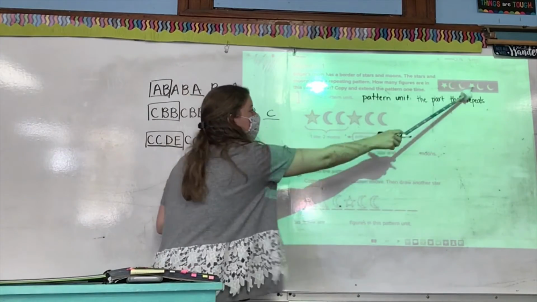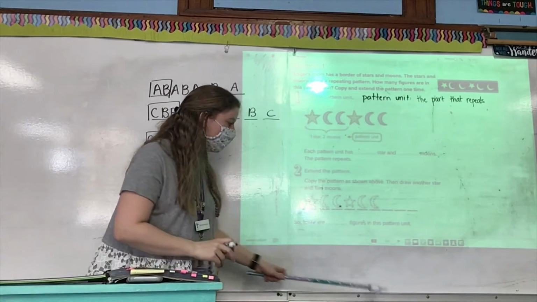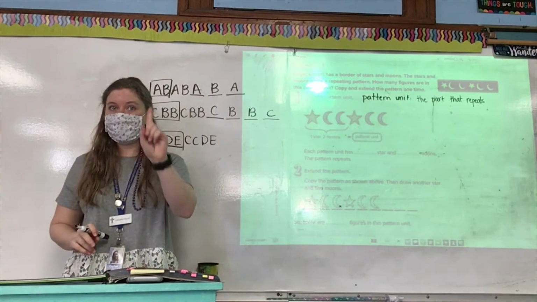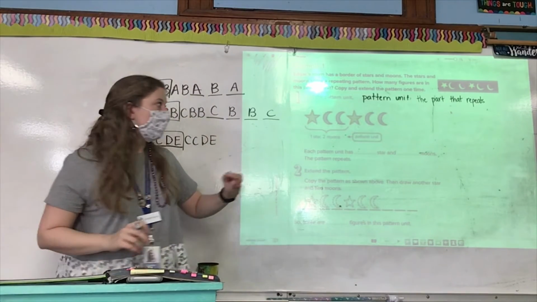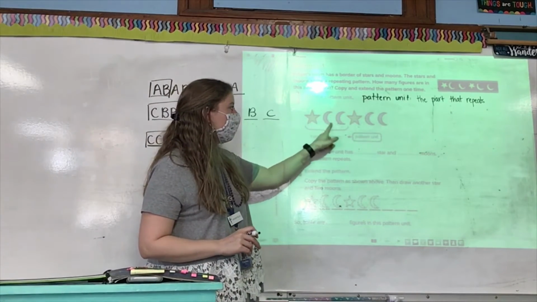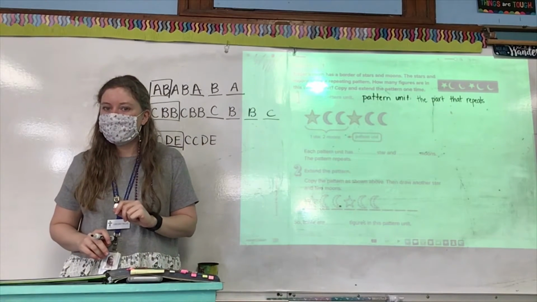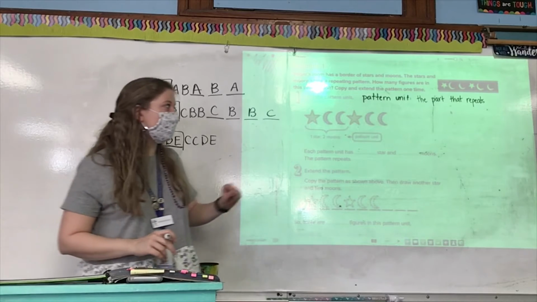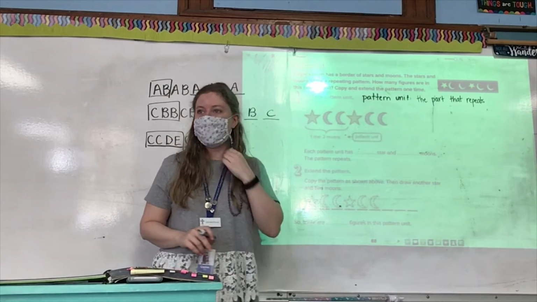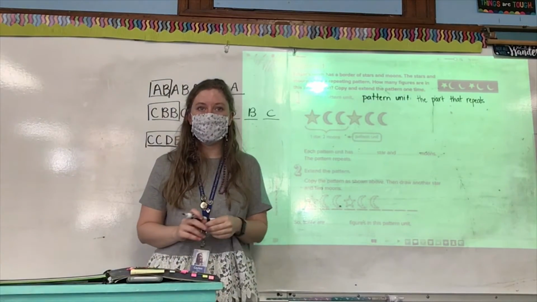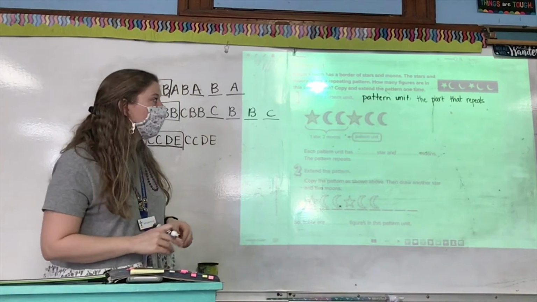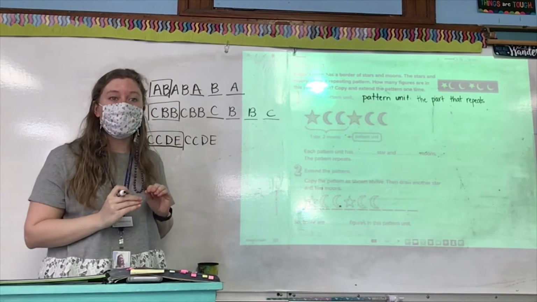Star, moon, moon, star, moon, moon. So now we're looking for the one part that repeats. Would we include star, moon, moon, star, moon, moon as our pattern unit? Does that have one piece that repeats? No. We're only looking for the one part that repeats.